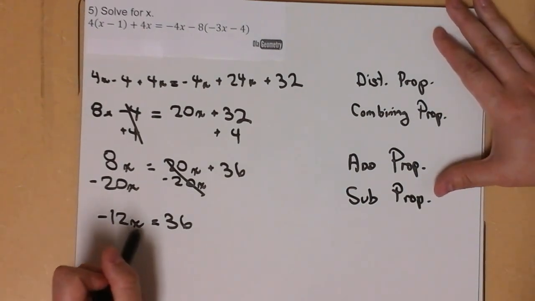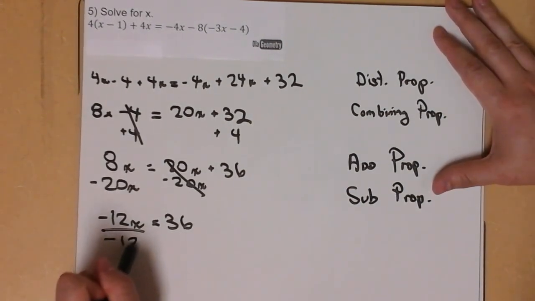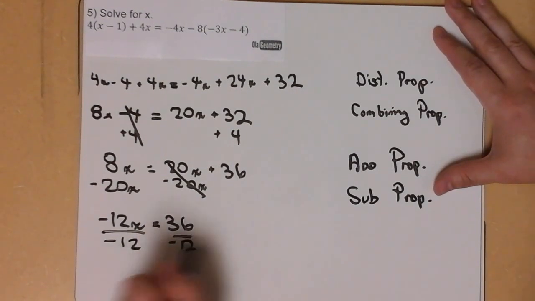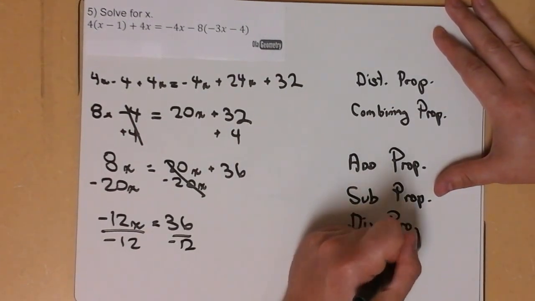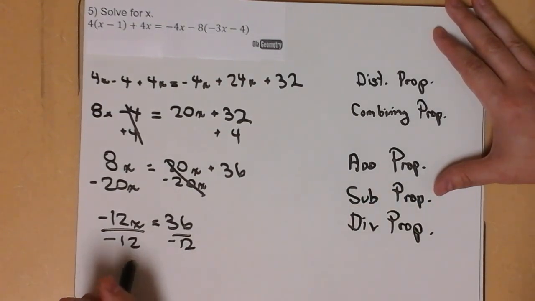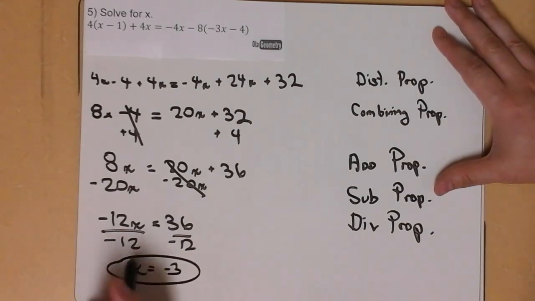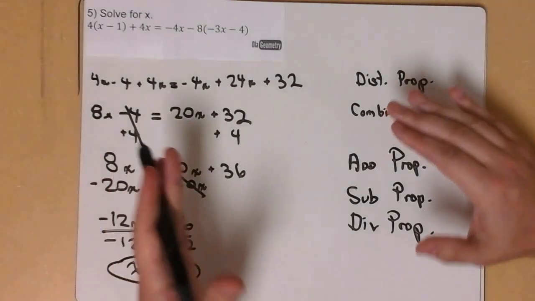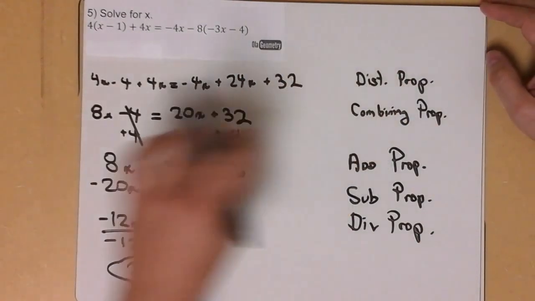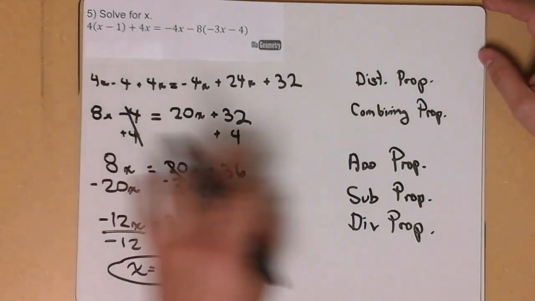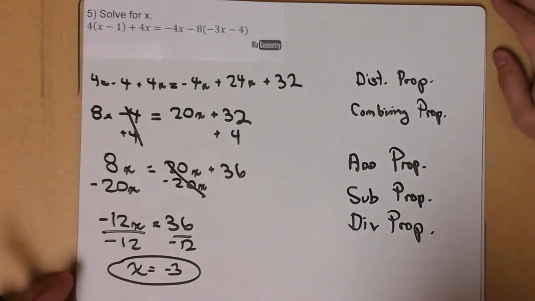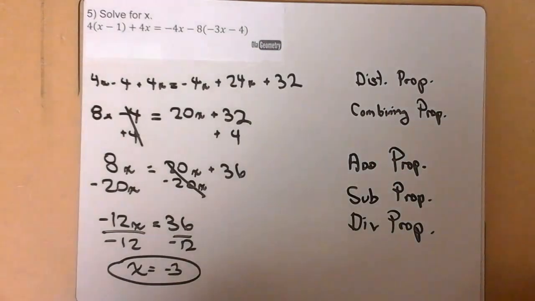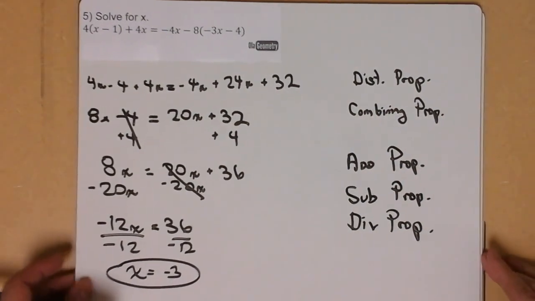Okay, now I'm going to divide by negative 12, and that's the division property. And I'm going to get x equals negative 3. And there's my answer. So what I did here is I made a statement and backed it up. Very important life skill. Okay, just going to double check and make sure you can see all that, which you can. Okay, moving forward.